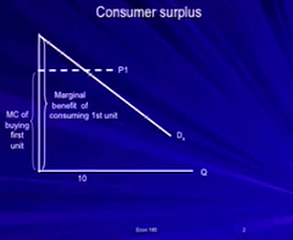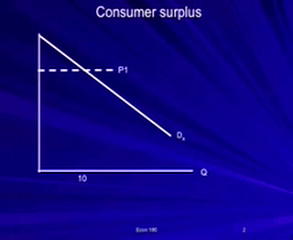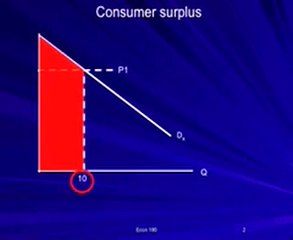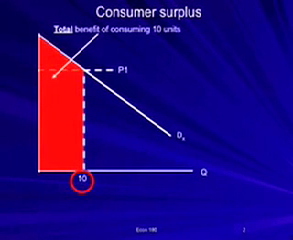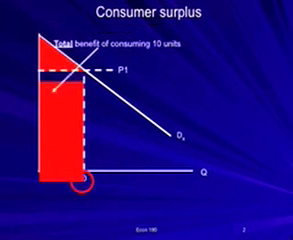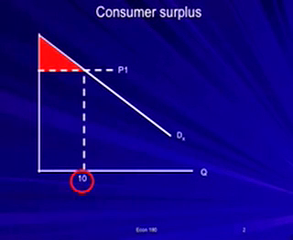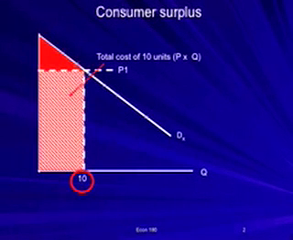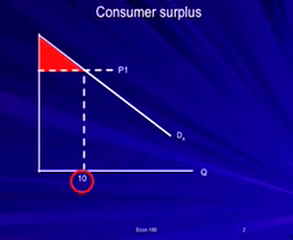P1, the price in the market, is what the consumer had to pay to purchase that product. Consumers will continue to buy until marginal benefit equals marginal cost, in this case at 10. The total willingness of the consumers to purchase 10 units is given by the red trapezoid. The total cost of consuming that many units is given by this rectangle, so the difference between what they were willing to pay and what they had to pay is given by this triangle, i.e. the consumer surplus at price P1.